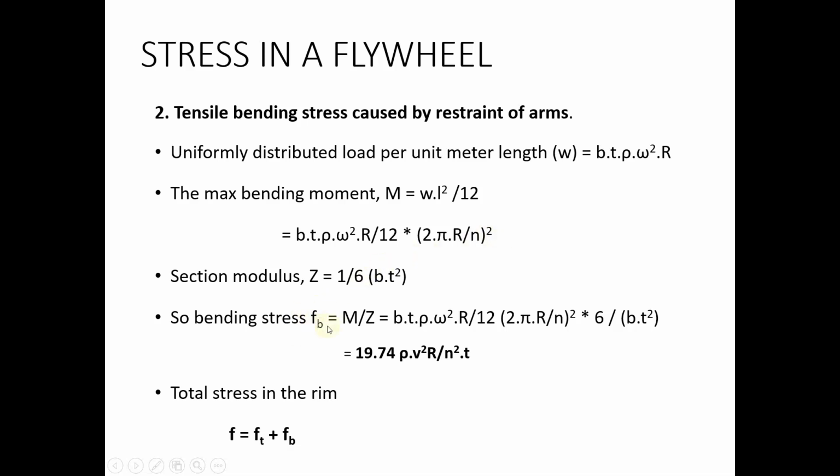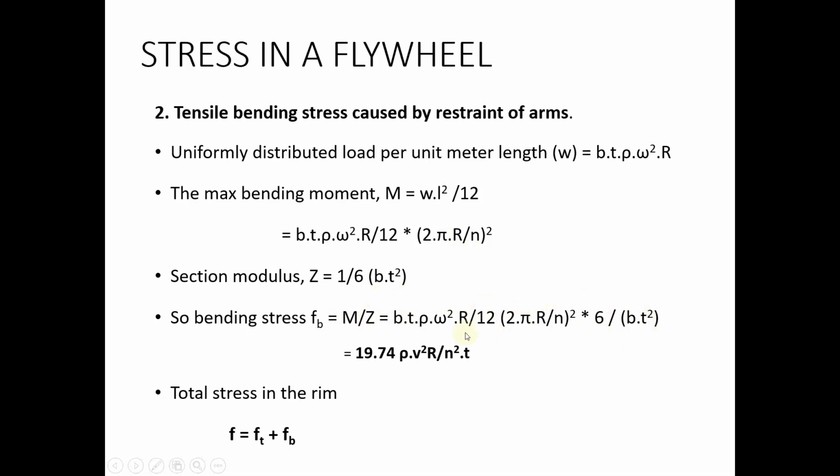Now bending stress is given by the bending moment by the section modulus Z. F B is equal to M by Z. Section modulus for the section can be given by 1 by 6 into B T square. So we can substitute that in the equation to find out the bending stress. The M value we have obtained, B T rho omega squared R by 12 into 2 pi R by N the whole square, divided by the section modulus Z, which is 1 by 6 B T square, will result in this particular equation.